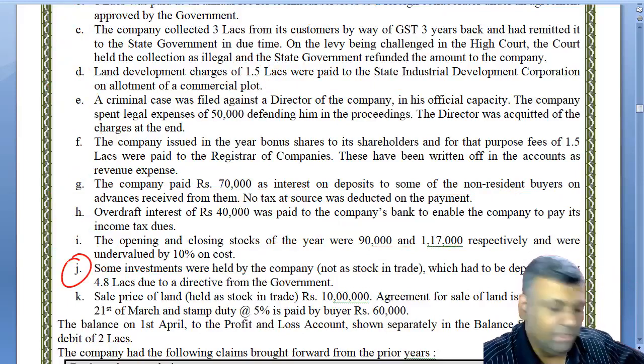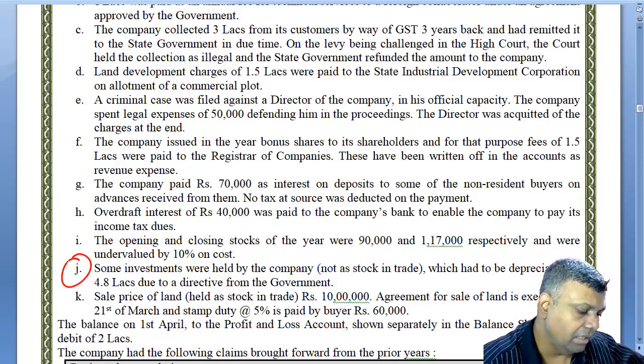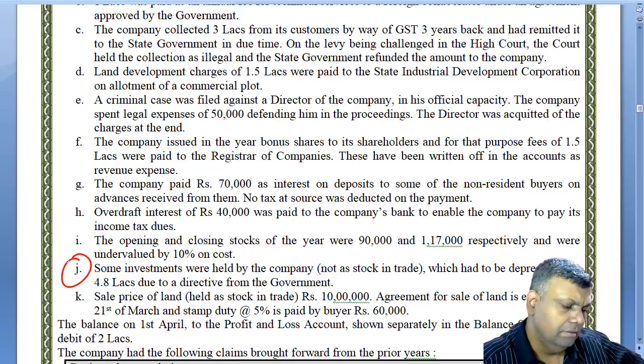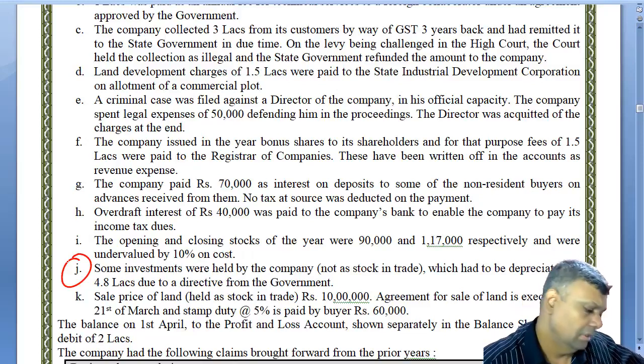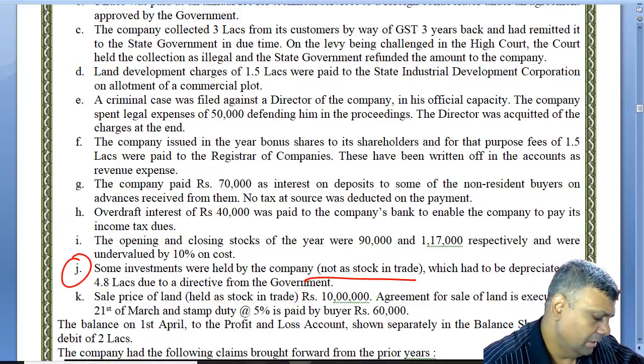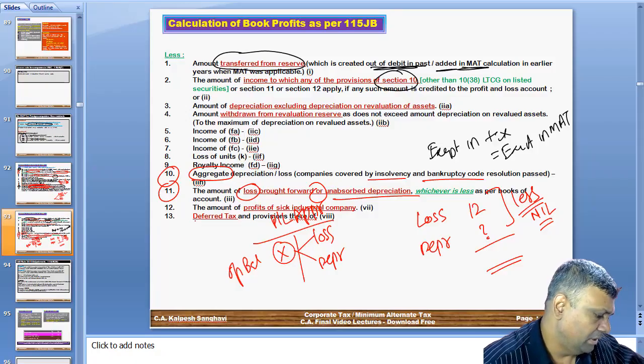Some of the investments were held by the company, not as stock in trade, that means investments, which had to be depreciated by 4.8 lakhs due to directives from the government. That is a reduction in the value of the asset. Provision for the diminution in the value of the asset. This adjustment is clearly there in our MAT provisions. See, not as stock in trade, that means it is an investment.